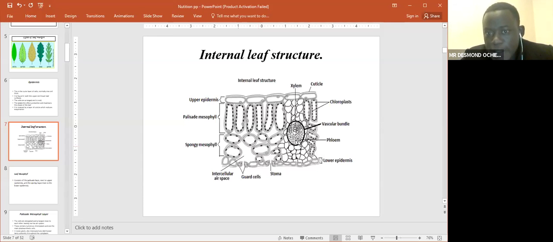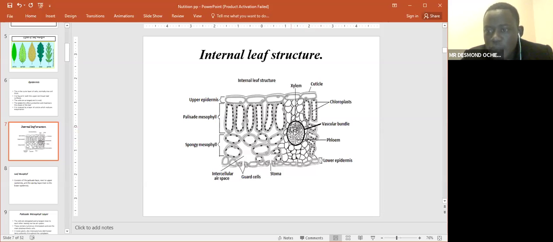As you can see, inside the spongy mesophyll cells we have the vascular bundles. Like I said, the vascular bundles are found inside the veins. So this is the structure of the vein that you can see here. Inside the vein is where we have the vascular bundle, and the vascular bundle is made of the xylem and the phloem.